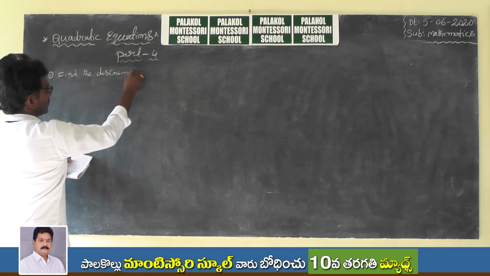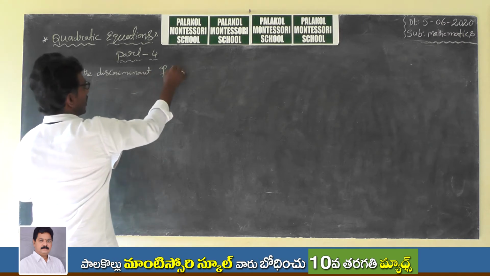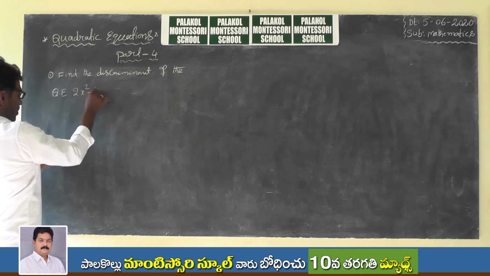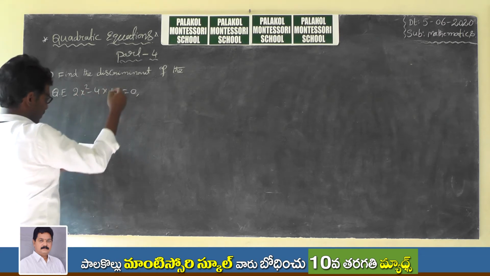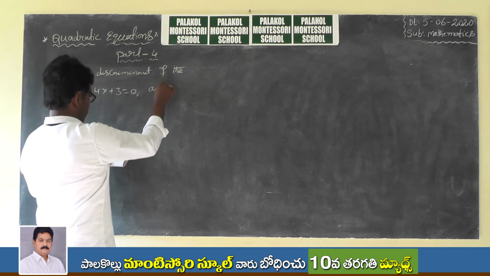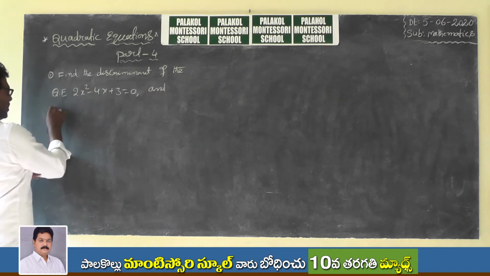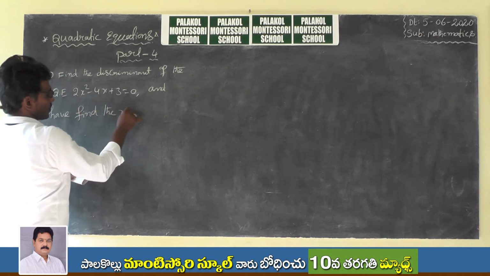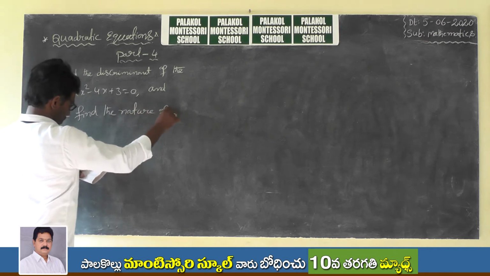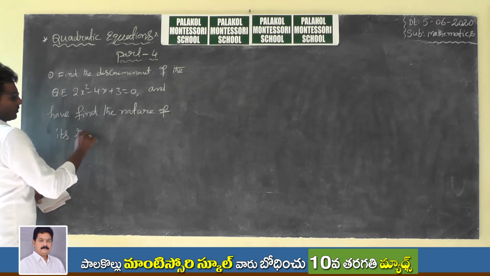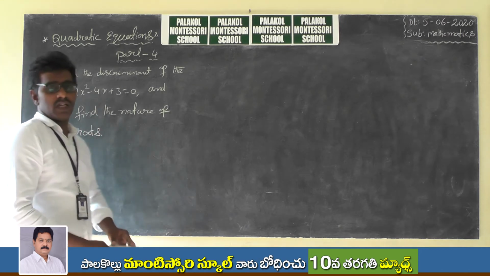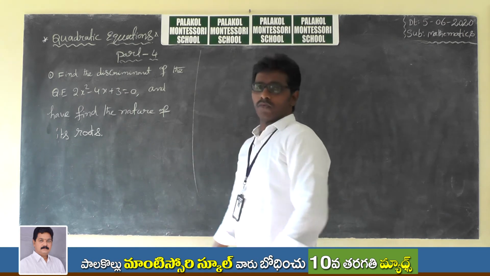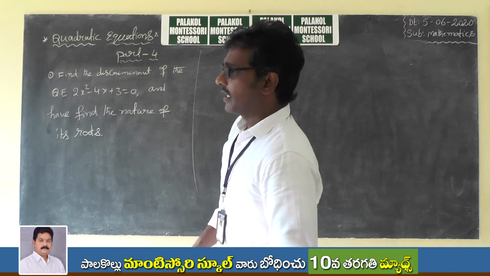Find the discriminant of the quadratic equation 2x square minus 4x plus 3 equal to 0, and find the nature of its roots. Guys, first you study the sum. Find the discriminant of this quadratic equation. First you note down that.